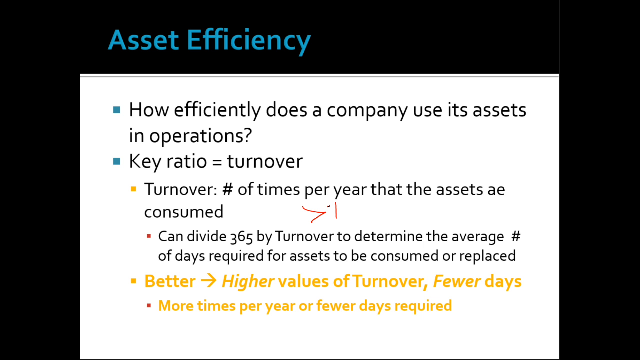And in general, the more times per year that a company turns over an asset, whether that's inventory or some other asset, the happier we are. We like our turnover values to be higher. However, if you choose to take that turnover number and use it to divide into 365, you want to end up with the fewest number of days possible. I want high values for the turnover, but fewer days. Because what I want to know is that it does not take me very many days to turn over that particular asset account. So more times per year or fewer days.